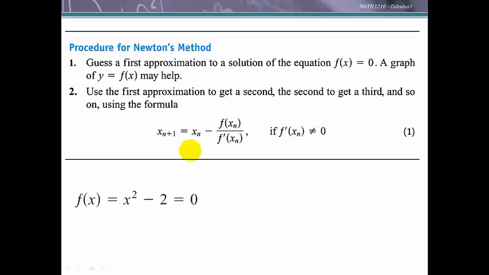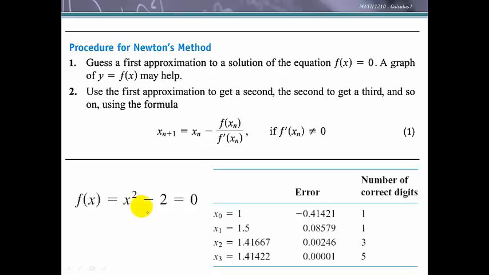So if we had done that and kept going with the one where we were looking to find the square root of 2, just to show you here, if we would have started with 1, we got 1.5, and we got 1.41667, which actually has 3 correct digits. The error is quite small. If we would have done that even one more time, look how small our error is. We have accuracy to 5 digits.